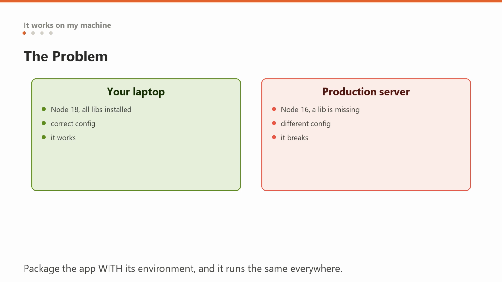The old fixes were painful: long setup documents, or heavyweight virtual machines. Docker's answer is elegant. Package the application together with its exact runtime, libraries, and settings into one container. Then that container runs identically everywhere because it carries its whole environment with it.